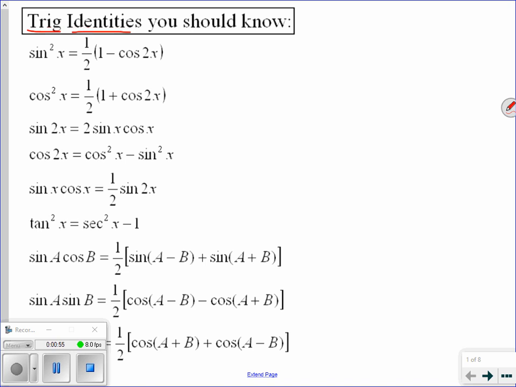More importantly, probably these two. We've used these two before already: sine squared and cosine squared identities. It's very helpful for reducing down your power from a squared to no squared term. So these are actually called power reduction IDs. Okay, so you definitely need to know those two.